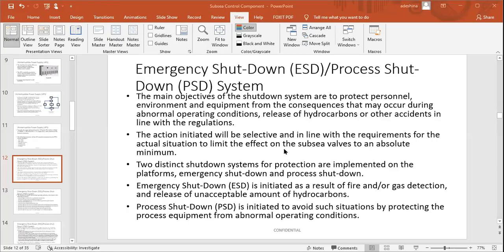So we were to start looking at emergency shutdown and process shutdown before the break.